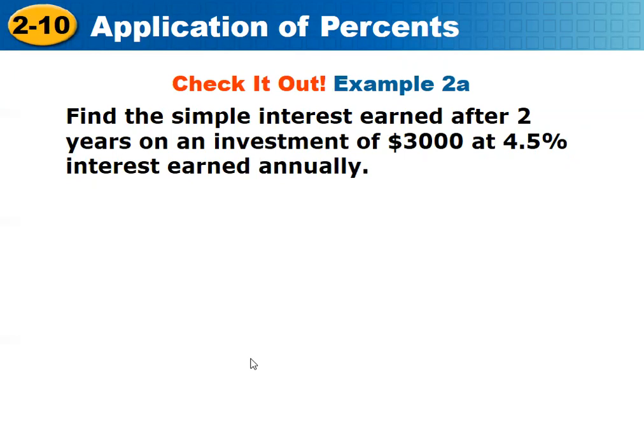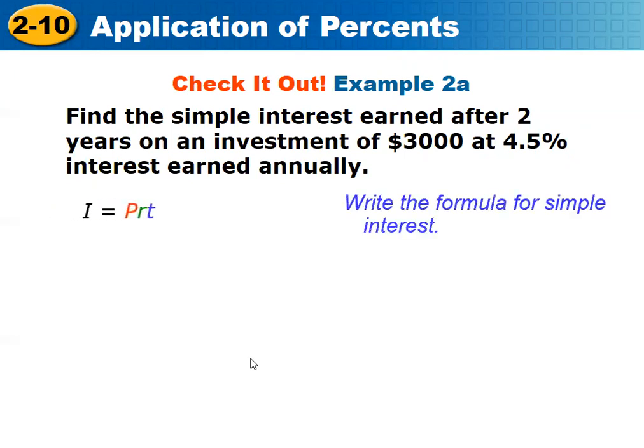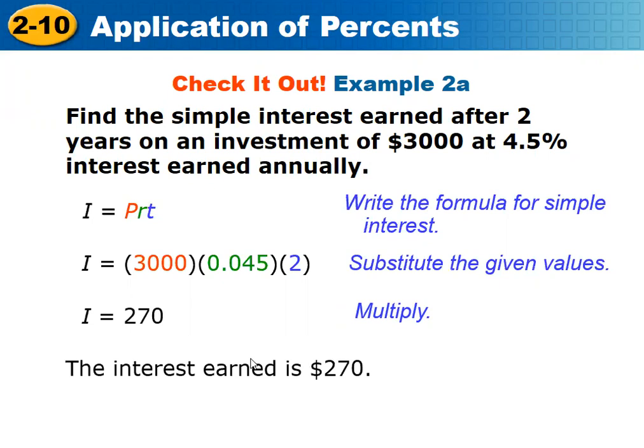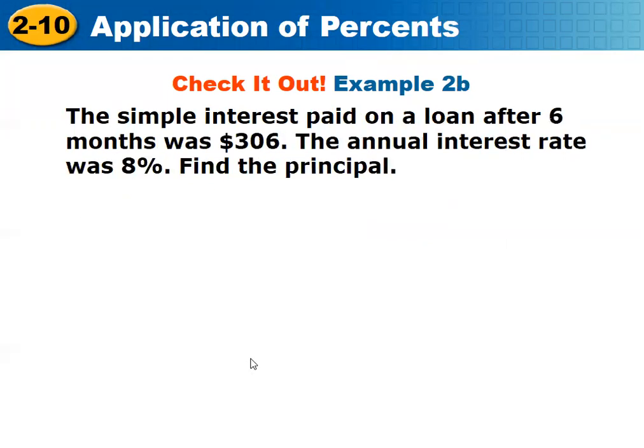Then the answer: write the formula, interest equals principal times R times T, and then I equals 3,000, which is the principal. We converted the percent into decimal, and how many years? We took 2 years. Then we will multiply. Then I equals 270. So the interest earned is 270.